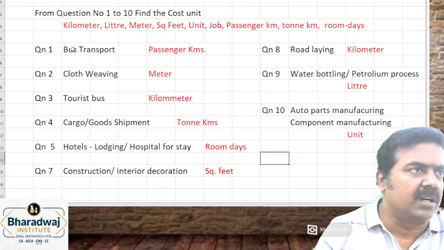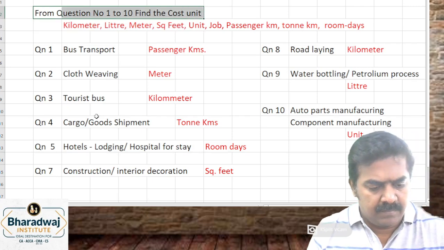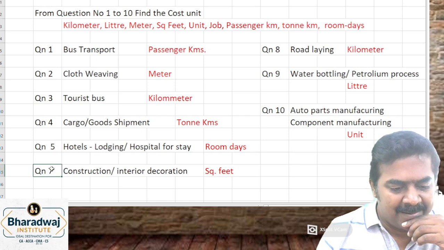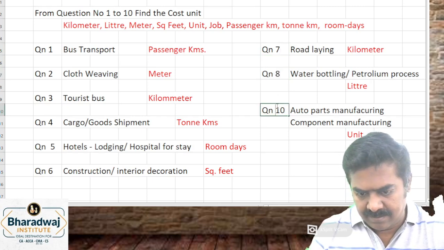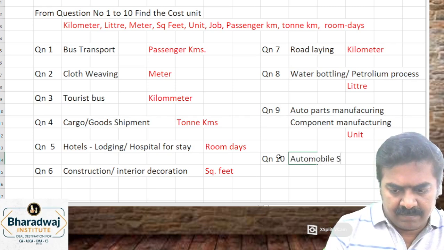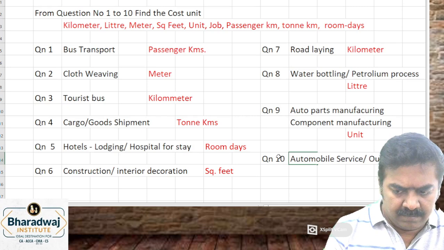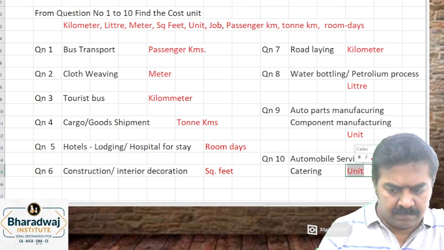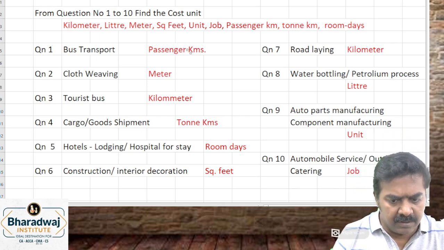They'll give you the type of industry and options. You have to choose the correct option for the cost unit. Done. Job. Another question, 5, 6. Every job will become a cost unit.